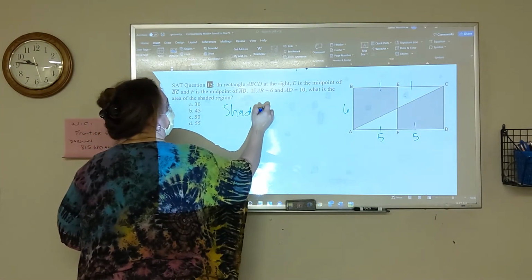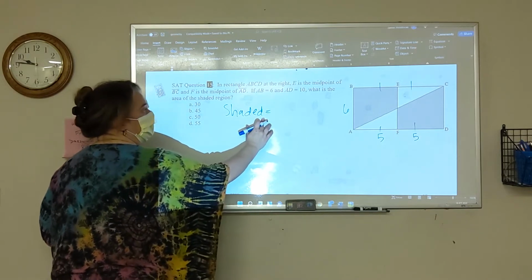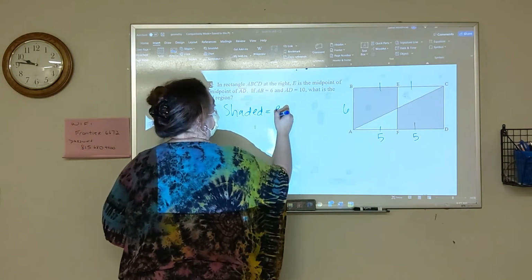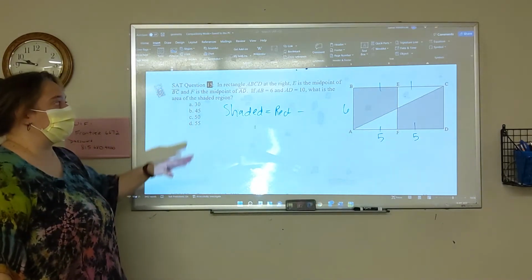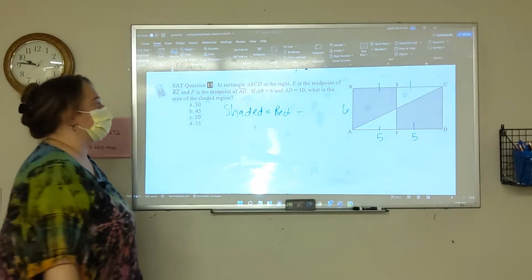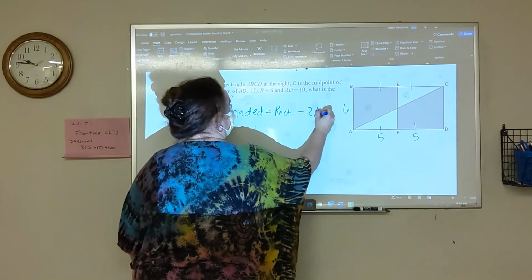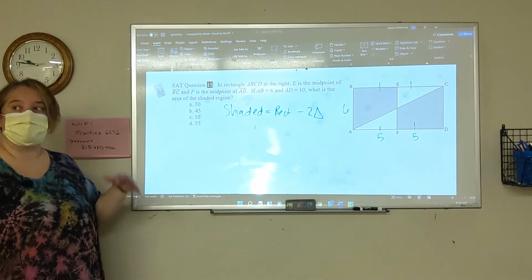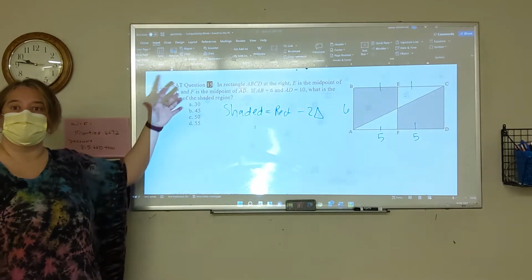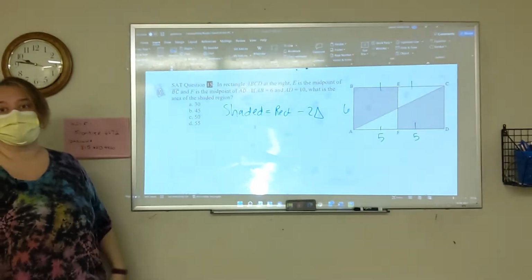And always write yourself a quick plan. My shaded area is going to be my outside shape, which is my rectangle. And then I'm going to take off those two triangles that aren't shaded. So minus 2 times my triangles. If you write yourself a quick plan like that, it's going to be much easier in case you get lost in your calculations as you go.